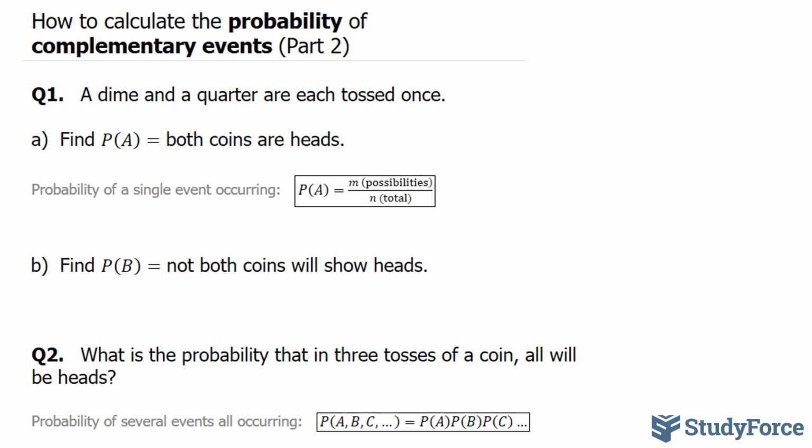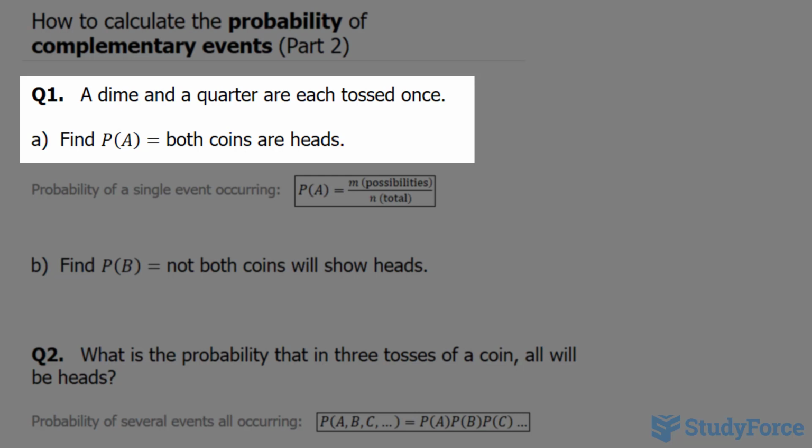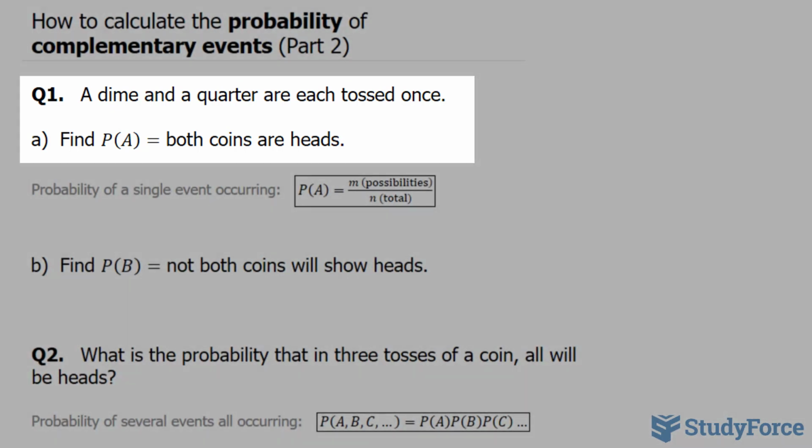In this video, I'll show you how to calculate the probability of complementary events. This is part 2 in the series. Question 1 reads, a dime and a quarter are each tossed once. Part A asks us to find the probability of A where both coins are heads.